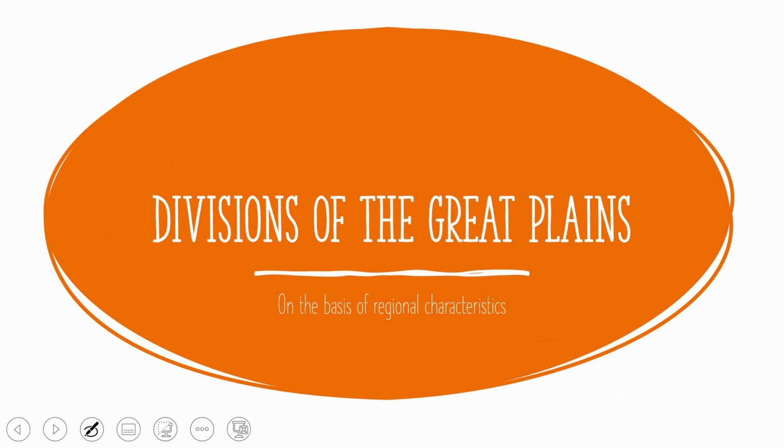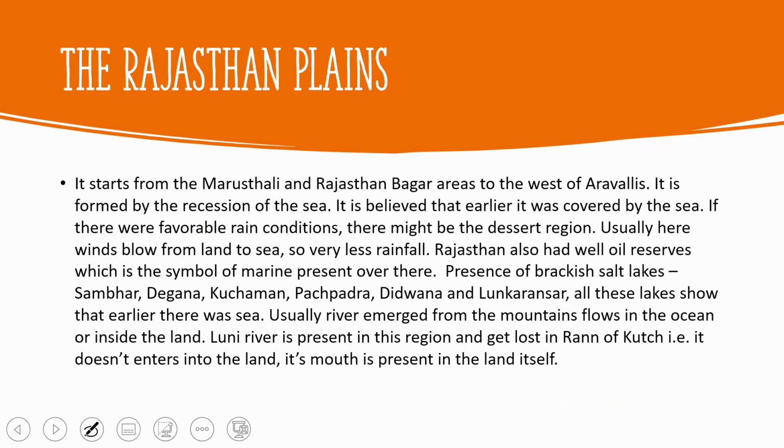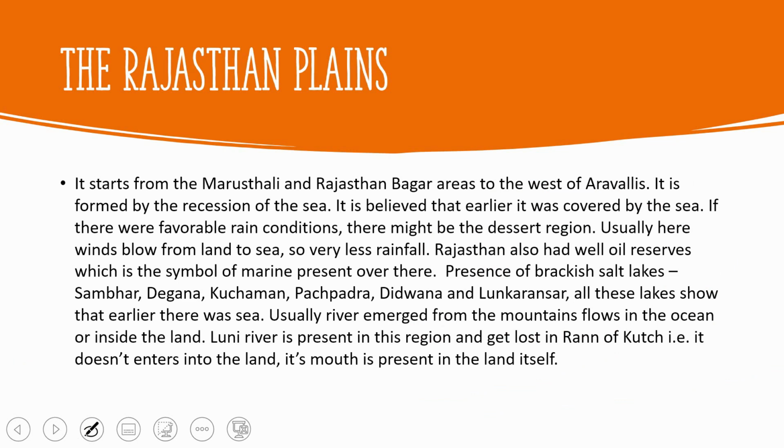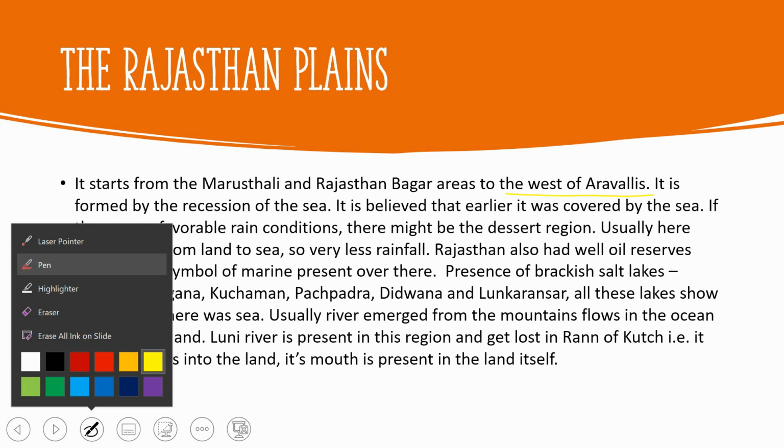Now we will see the division of the Great Plains on the basis of regional characteristics. So Rajasthan Plains, then Punjab-Haryana Plains and all. What are the Rajasthan Plains? They start from Marusthali, the desert area in Rajasthan, and Rajasthan Bangar areas to the west of the Aravallis. It is formed by the recession of the sea.